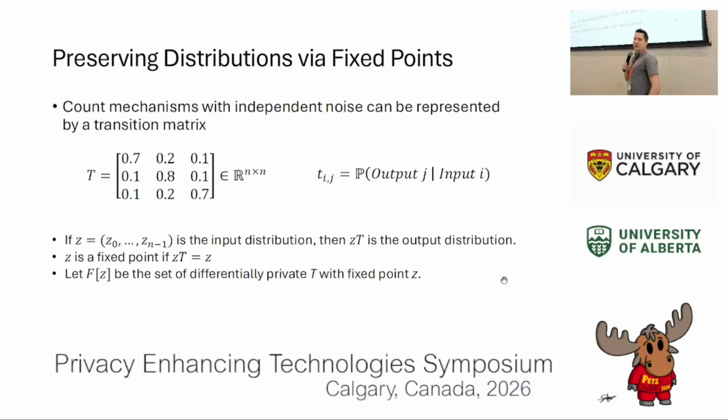But there's one extra problem at this point. So the problem is, of course, that the true distribution of counts has private information. And so if we just set Z here equal to the true distribution of counts, we could accidentally leak that information and break the differential privacy guarantee. So instead of that, we need to use a two-stage framework.